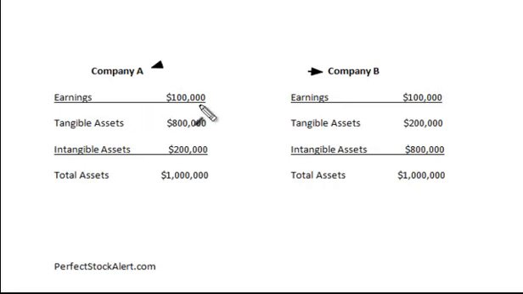Now, pay attention that the earnings for both companies is $100,000 in both cases. They're making the exact same amount of money. Total assets are $1 million in both cases. And the only difference would be, of course, tangible assets for Company A is $800,000, while tangible assets for Company B is $200,000. Intangible assets would be $200,000 for Company A, exact opposite here, and then you have intangible assets on Company B as being $800,000. So all we did was we flipped the scenario between these two, okay, tangibles and intangibles.